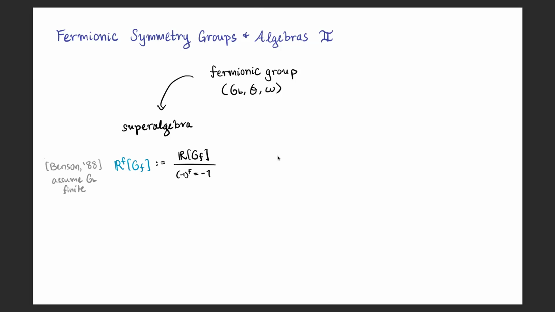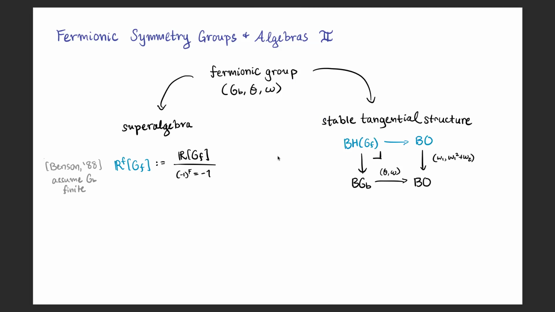Another thing we can do is form a stable tangential structure out of this fermionic group. We can form this as a pullback, where we take the data of theta and omega coming from the fermionic group to give us the map on the bottom. You take a standard map on the right-hand side, then we just form that pullback to define this tangential structure H of GF.